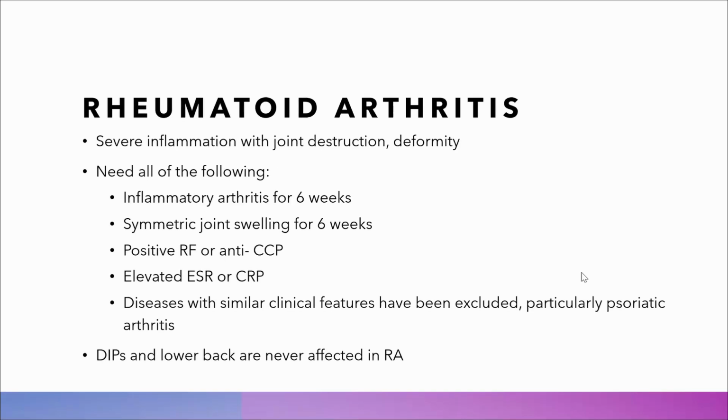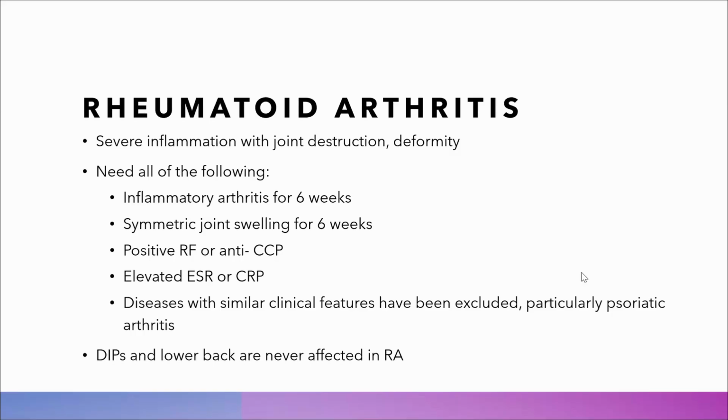Rheumatoid arthritis, again, inflammation, destruction, deformity. Criteria is very important. So again, 6 weeks is very important. Symmetry is very important. The RF, anti-CCP, or the elevated ESR and CRP, these are used. These are not a must. We don't have to have them, but they are used to do the score, you know, the scoring system. You need to have 6 points.